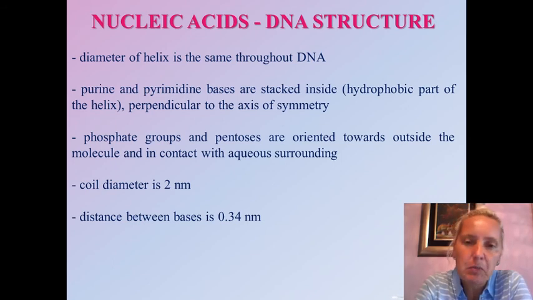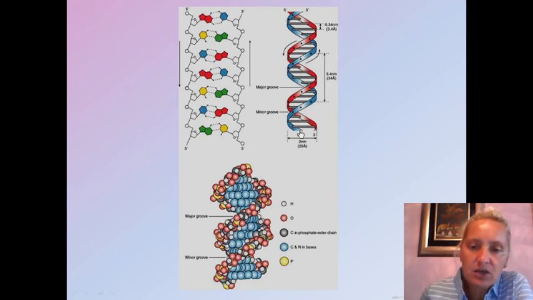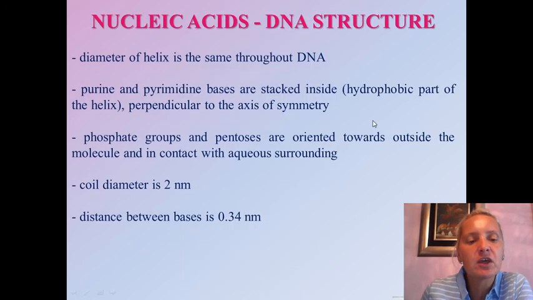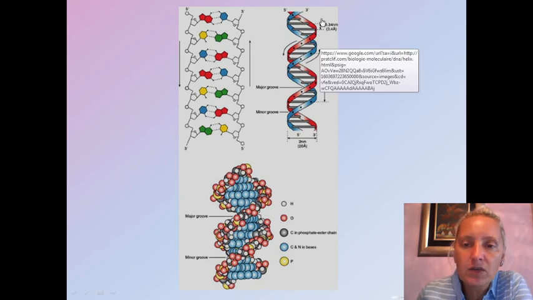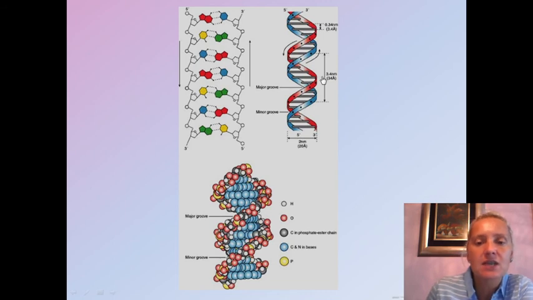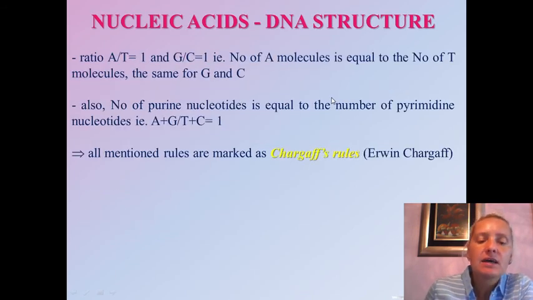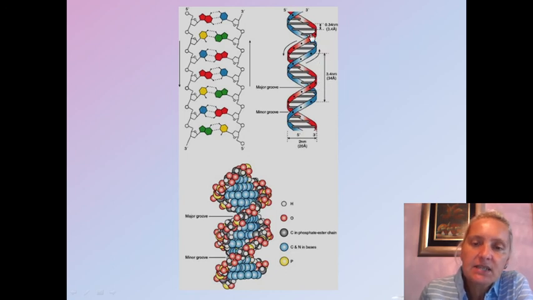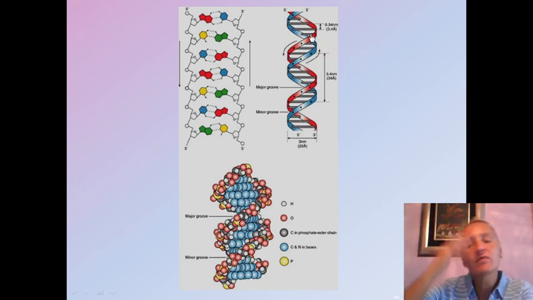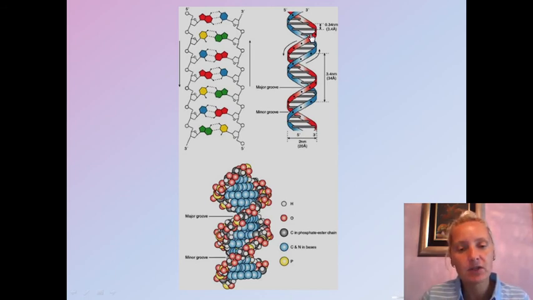and they are in contact with the aqueous surroundings due to the negative charge on the phosphate group. So the coil diameter is 2 nanometers, as you can see from the figure, and the distance between two bases is 0.34 nanometers. And also what you can see here from the figure is that approximately 10 bases form one round of a helix, so the length is approximately 3.4 nanometers.